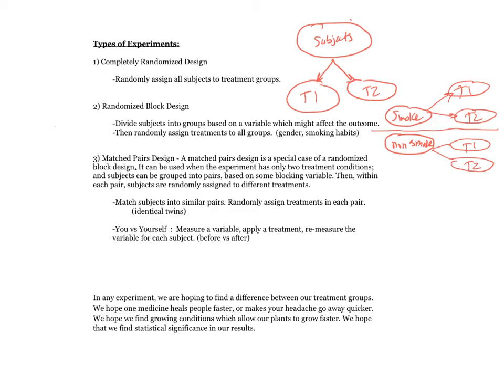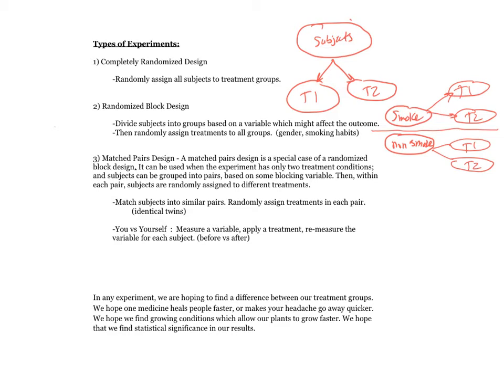The third method is called a matched pairs design. And a matched pairs design is a special case of a randomized block design, the one number 2. It can be used when the experiment has only two treatment conditions, okay? And subjects can be grouped into pairs based on some blocking variable. Then within each pair, subjects are randomly assigned to different treatments.